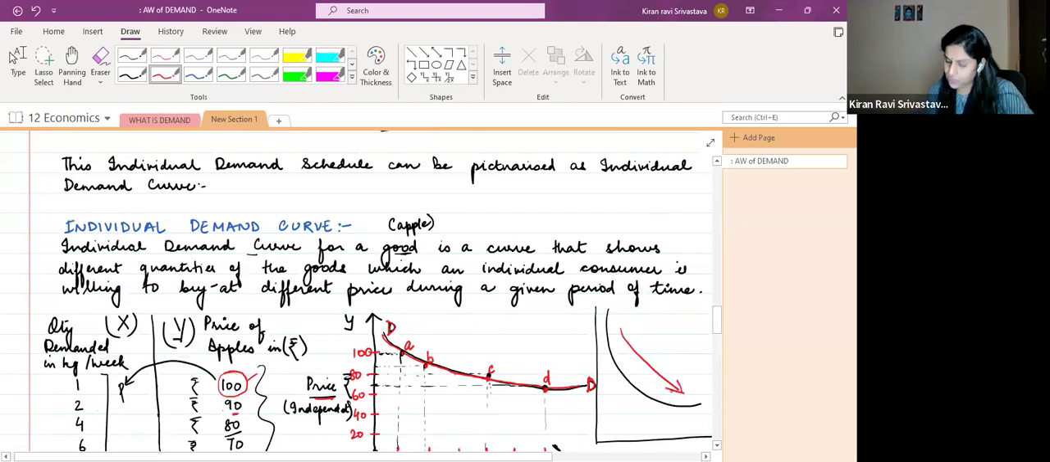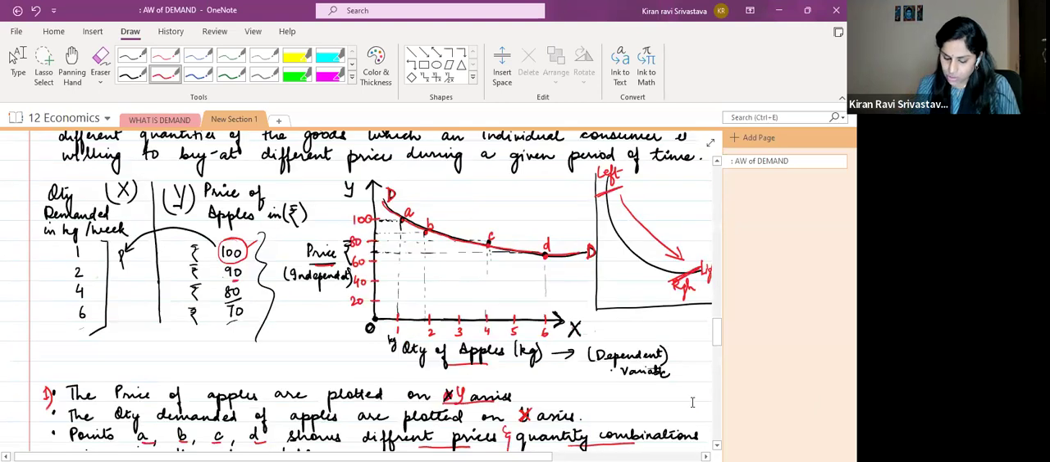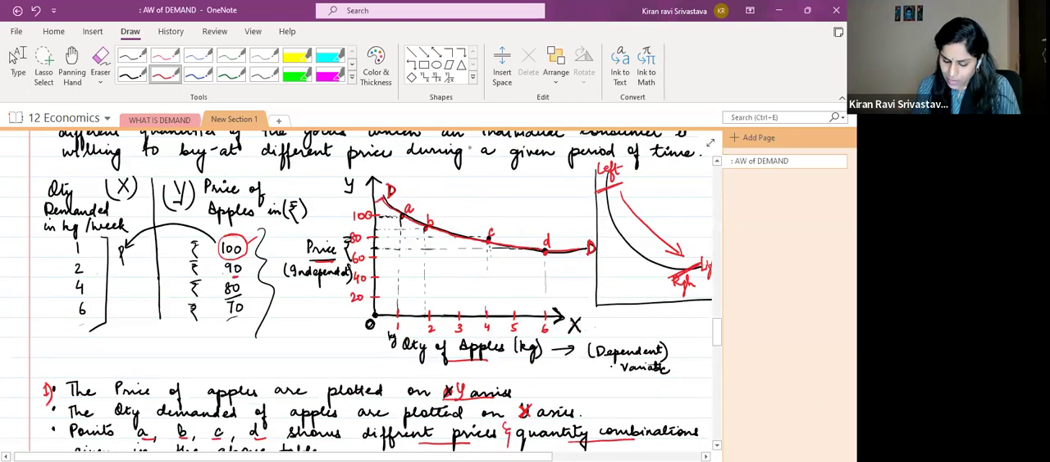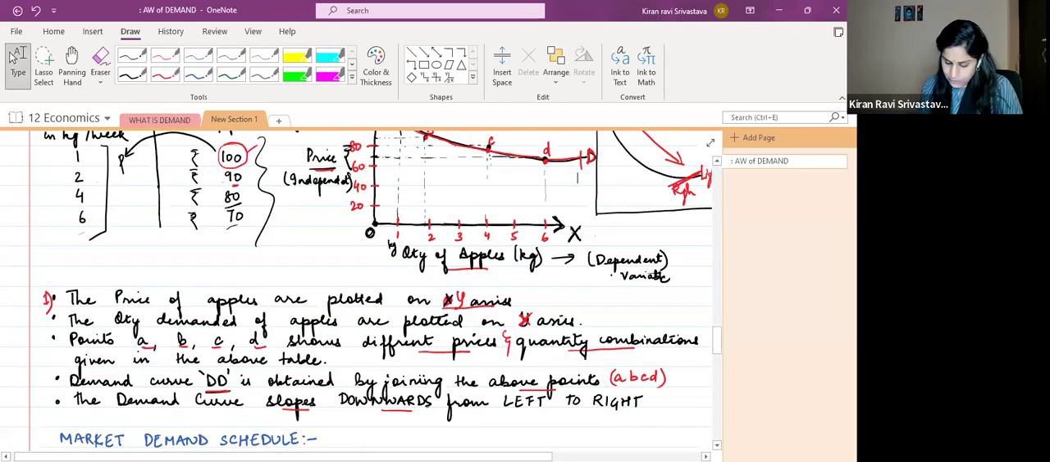Now, this is left and this is right, use your hands and understand. Your left hand is this side and your right hand is this side. So this is the left side and this is the right side. So it is sloping from left to right. If I divide this curve into half, this is the left part and this is the right part. So the demand curve slopes downwards from left to right.